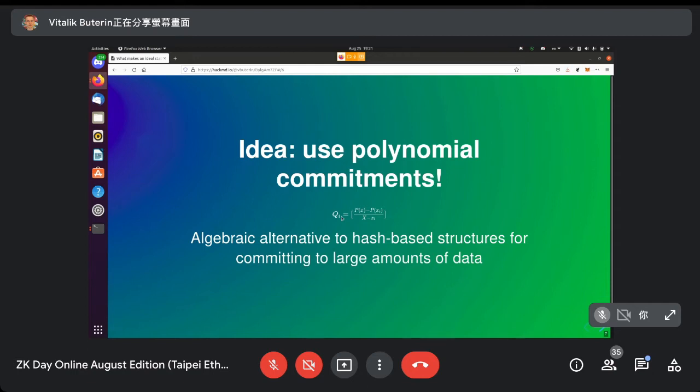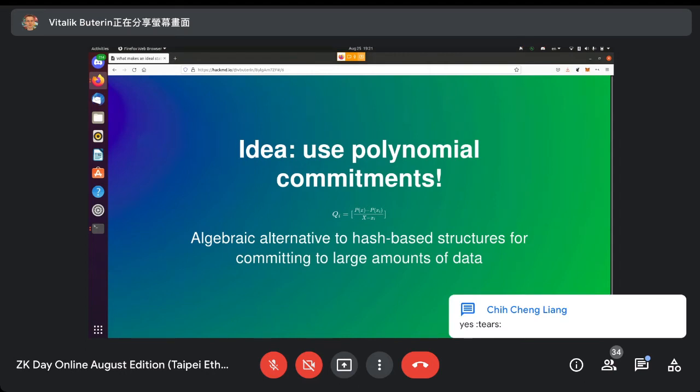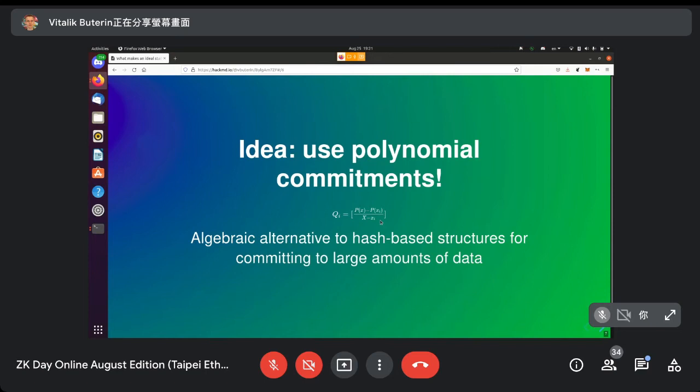The Qi equals P of x minus the y coordinate, divided by x minus the x coordinate, and stick that into an elliptic curve point. And this is just one single witness that you can use to prove that P of xi actually does equal some particular value, right? So polynomial commitments, they're algebraic, they're nice.